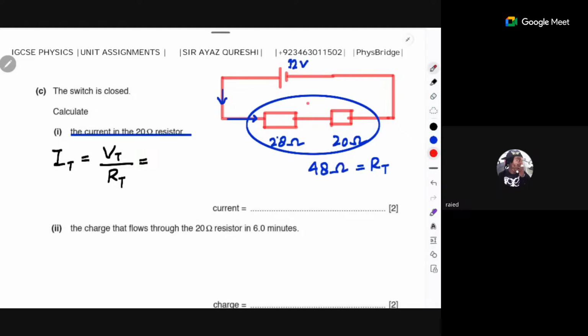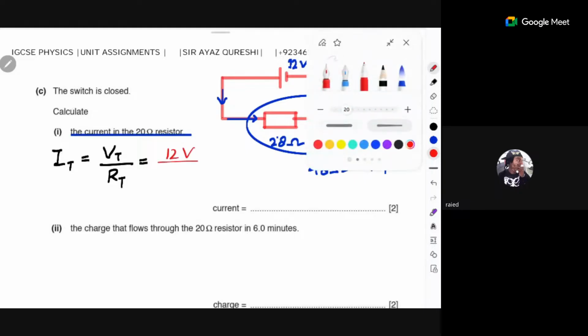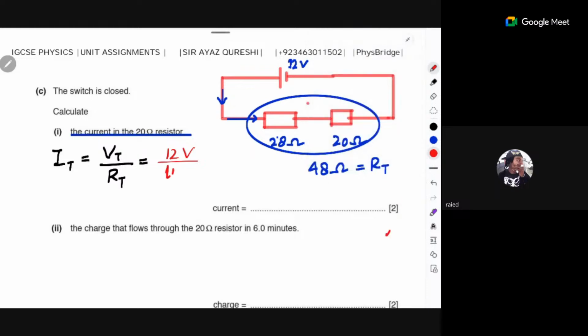I will talk about that 20 ohm resistor. So what is the voltage? 12 volt total voltage. And what is the total resistance you have calculated? Yes, 48. 48 ohm. So beta ji, what is the answer? 0.25? Yes. 0.25 ampere. Yani 0.25 ampere is the current flowing through this one. Okay, and same goes here.